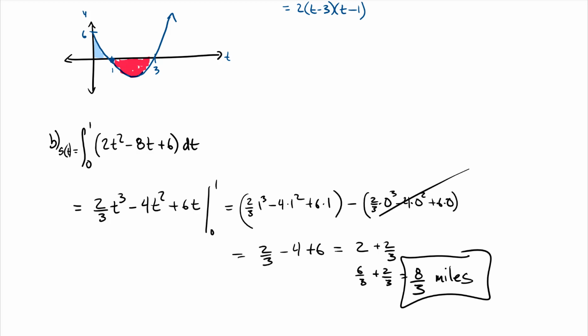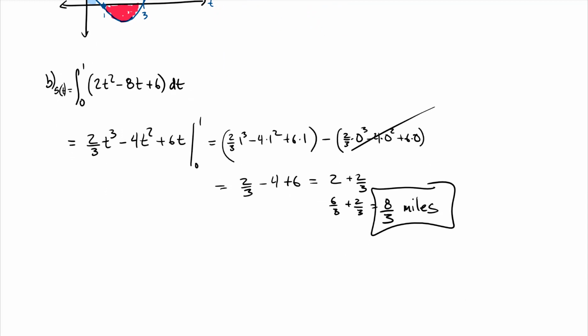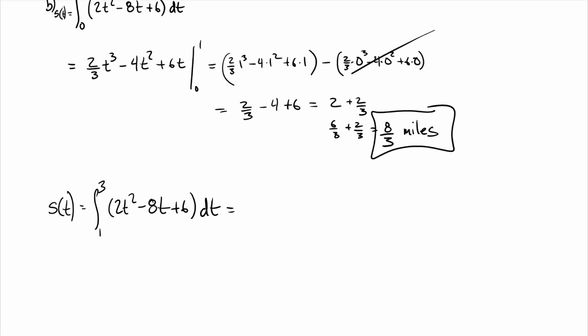Next, we want to do it from 1 to 3. We're going to plug all this back in again, so it's the integral from 1 to 3 of 2t squared minus 8t plus 6 dt. And we still end up with 2/3 t cubed minus 4t squared plus 6t. But now we're evaluating from 1 to 3.